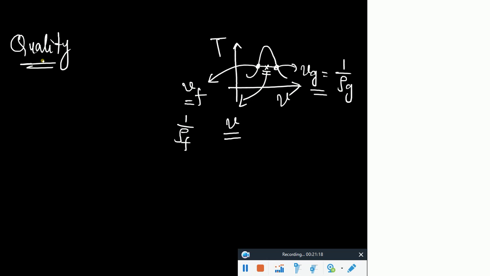My point is you do it by the definition of quality. You do it by the definition of quality. Now what was the quality? We defined it: how much portion of the total substance has been converted into vapors? And if you remember, we defined it like this. x is equal to what?